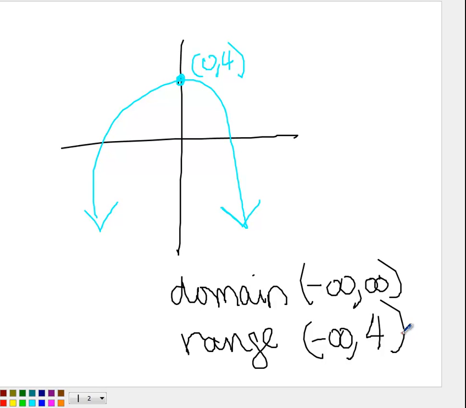So for this particular chapter, this is how you figure out the domain and range. You basically pretty much have to draw a picture to help you visualize.